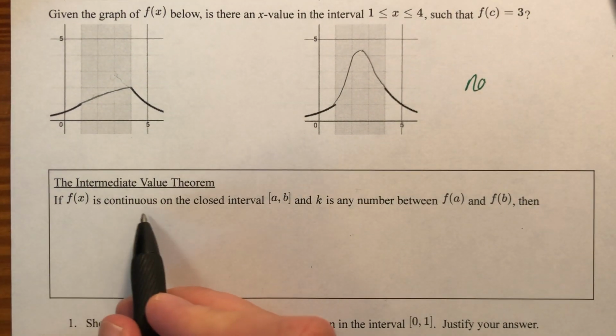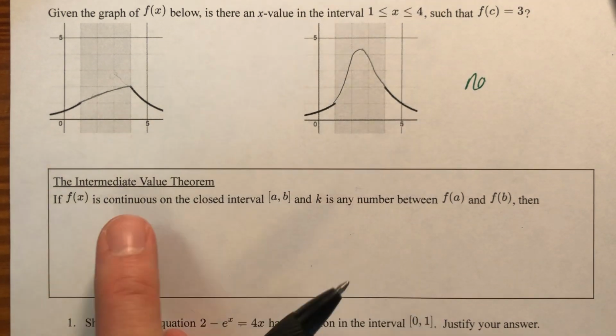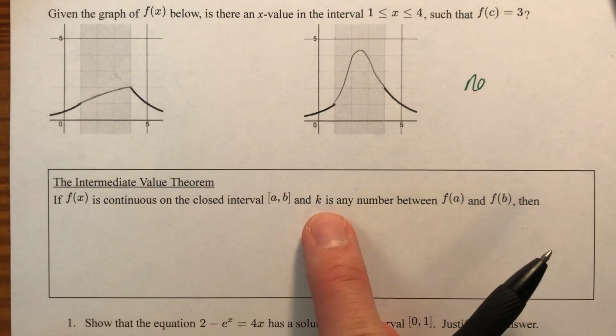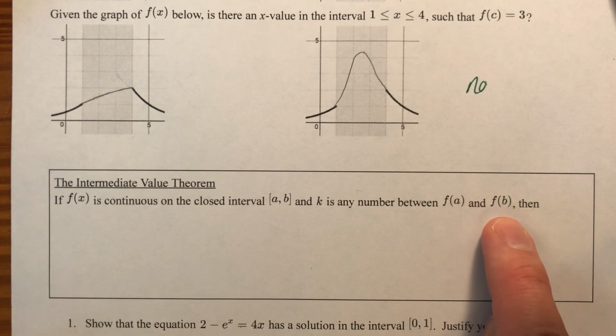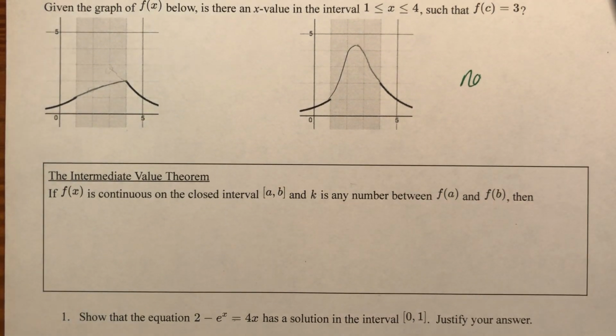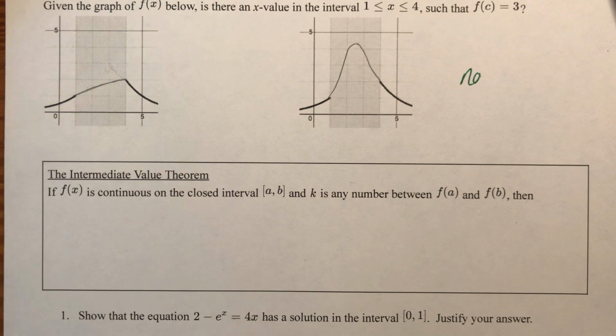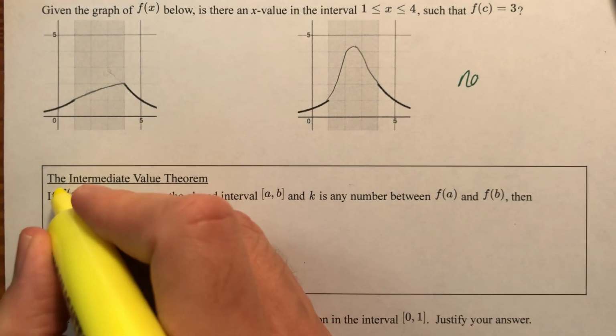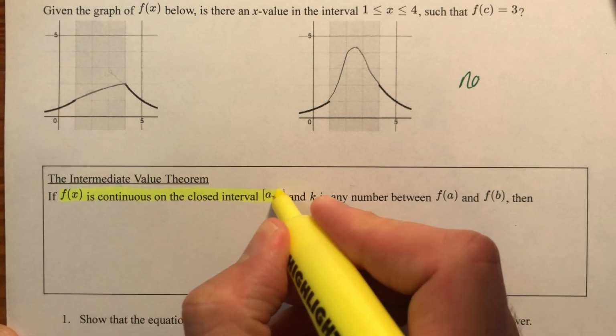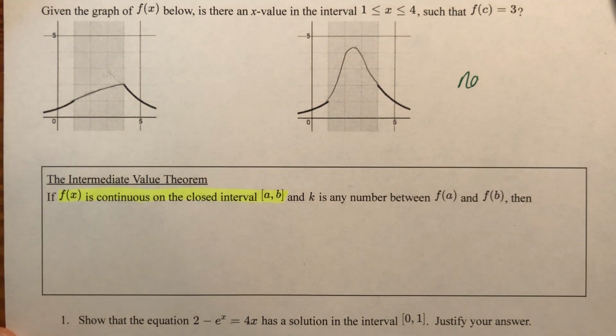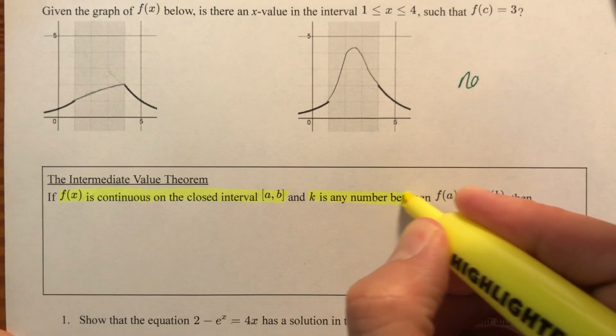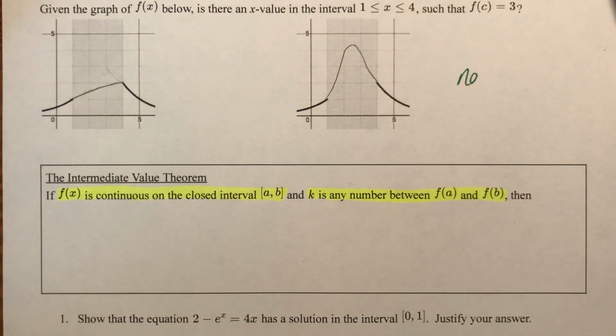Okay, switching colors. If f of x is continuous on the closed interval, we have to have continuity, and k is any number between f of a and f of b. Stop right there. An existence theorem is when I say, hey, I know something exists because I met a couple conditions. Any existence theorem is going to have conditions. There's prerequisite number 1, and here's prerequisite number 2. There are 2 things that you need, and here is the result.